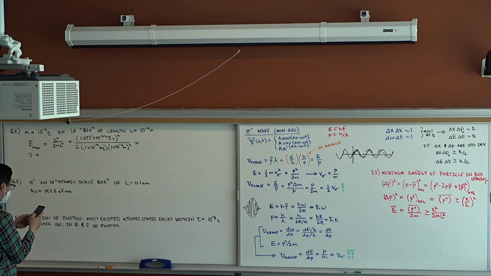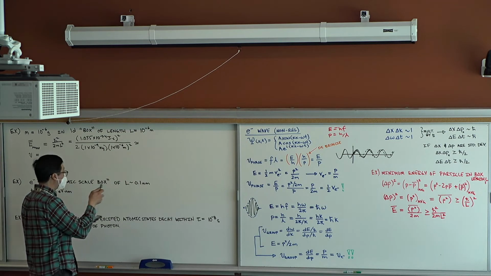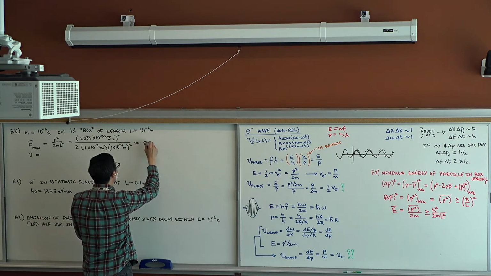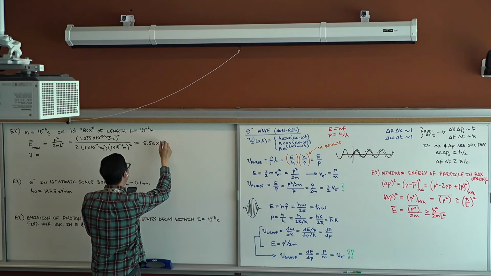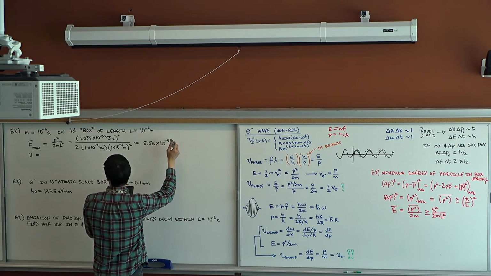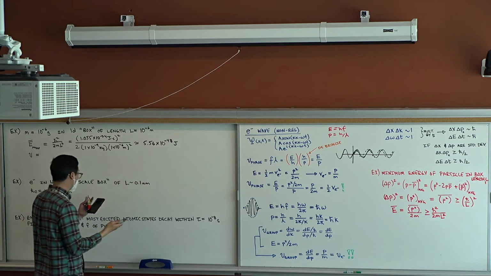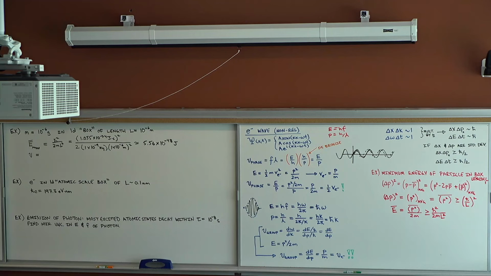Squared, divided by 2, divided by 1 times 10 to the minus 9, divided by 1 times 10 to the minus 12. And I'm getting about 5.56 times 10 to the minus 48. Those are joules. Tiny, tiny, tiny, tiny number, right?